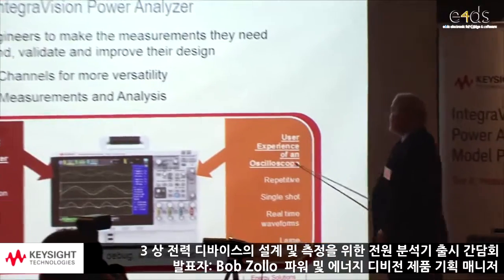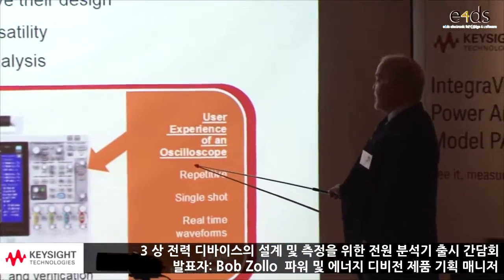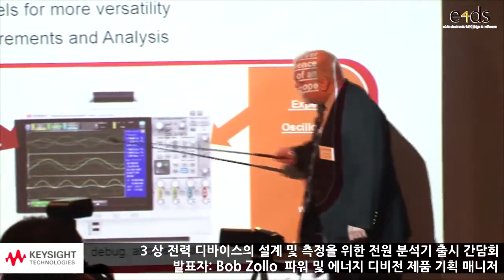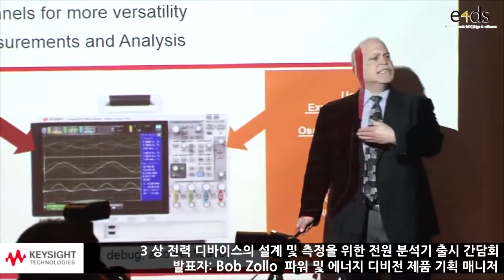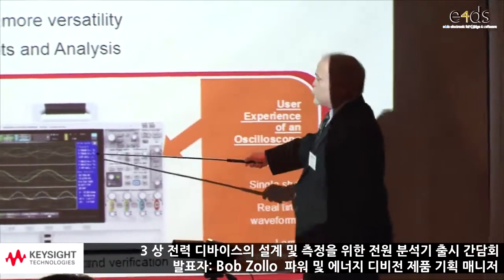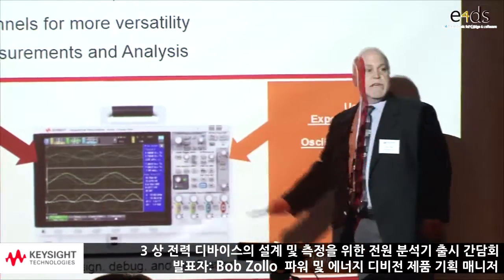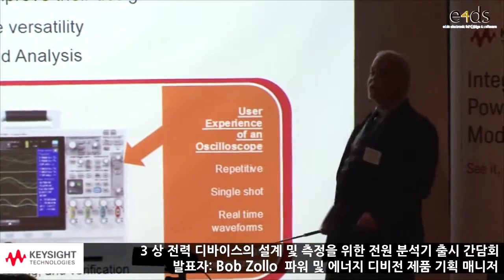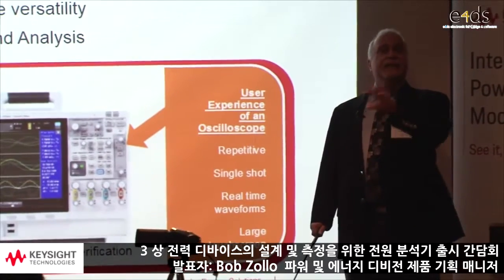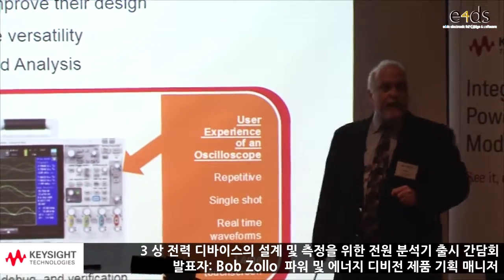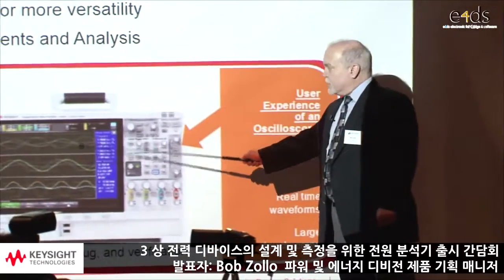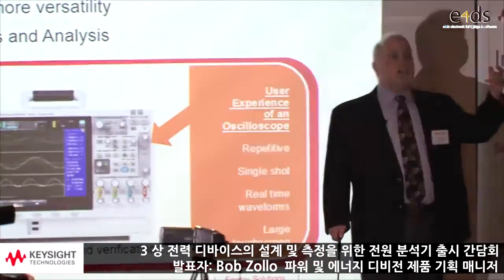But what we did to make the user experience like an oscilloscope is it could measure and visualize repetitive waveforms. So when you look at this box, you say, this looks just like an oscilloscope, because the face is the face of an oscilloscope. So it can show repetitive waveforms on the screen. It can also make single-shot measurements, which is very important, the ability to look at a single event, and I'll give you an example of that in a few moments.